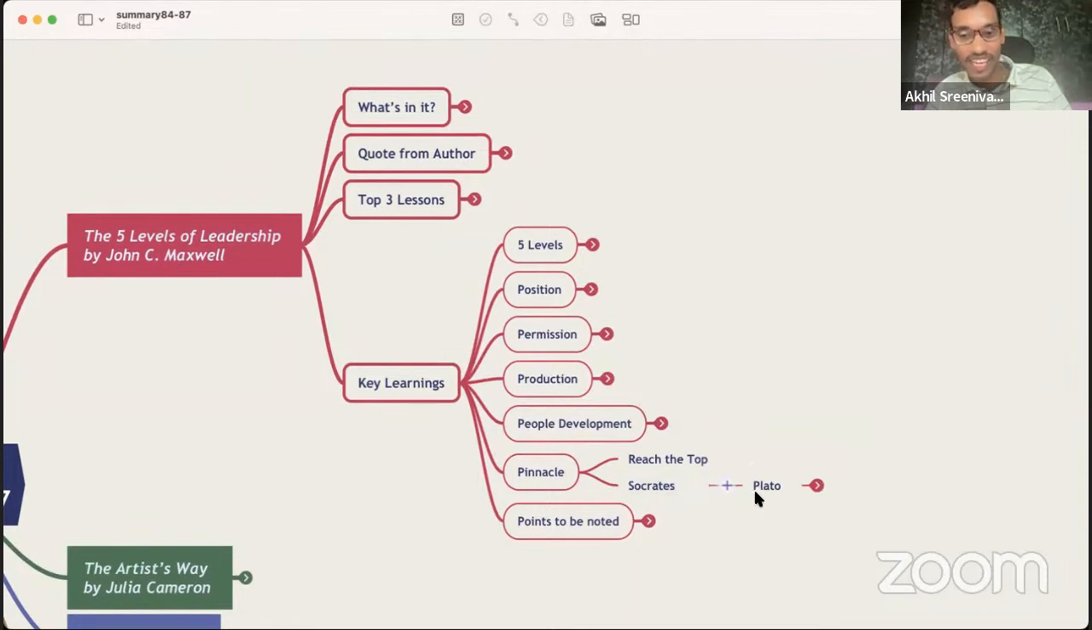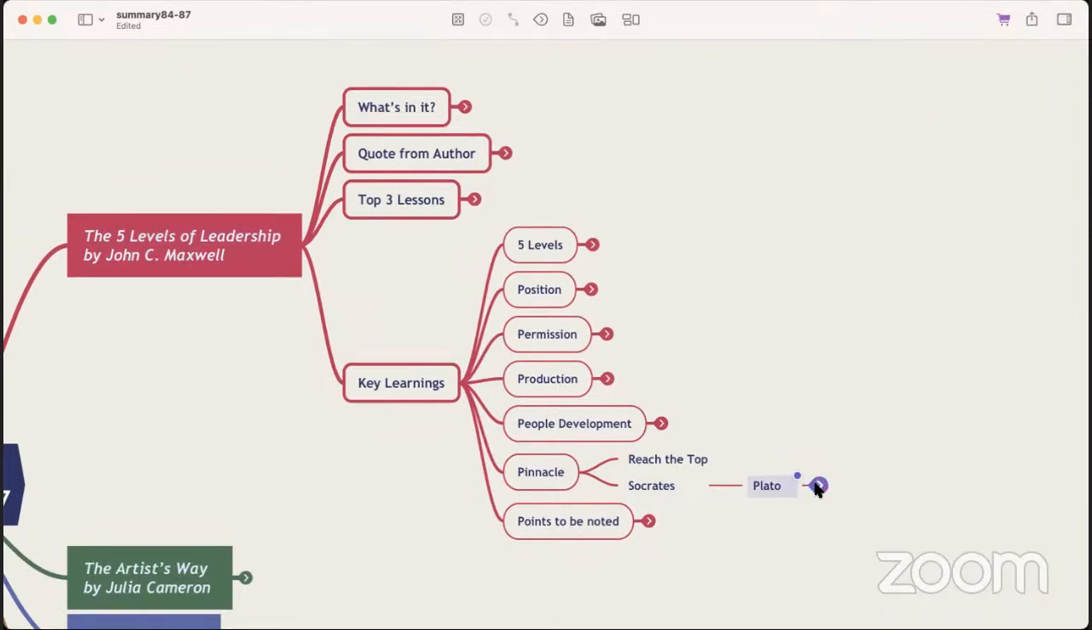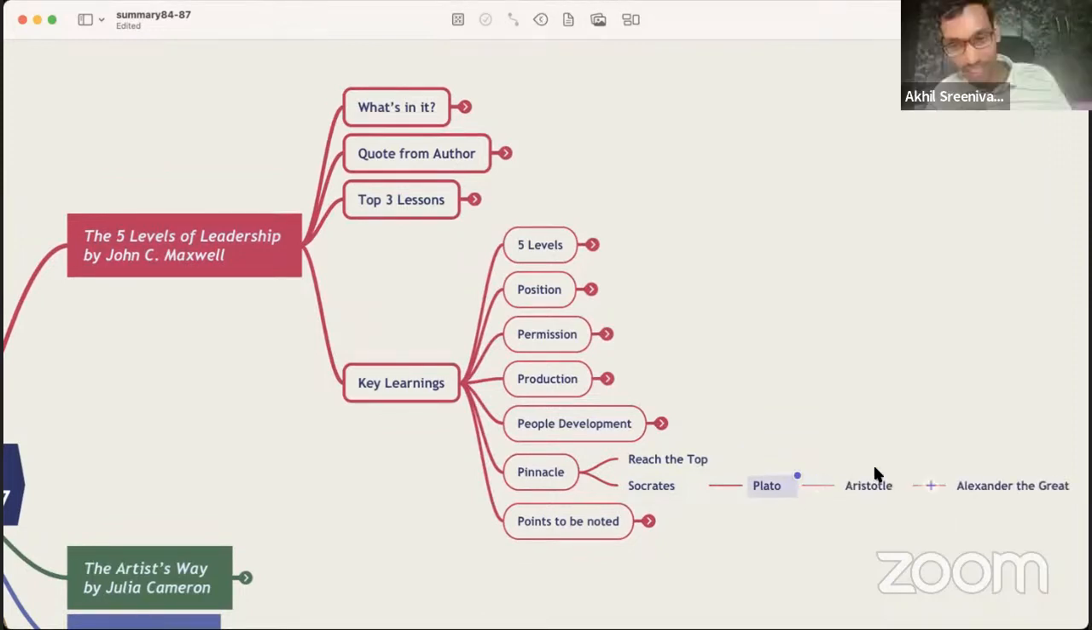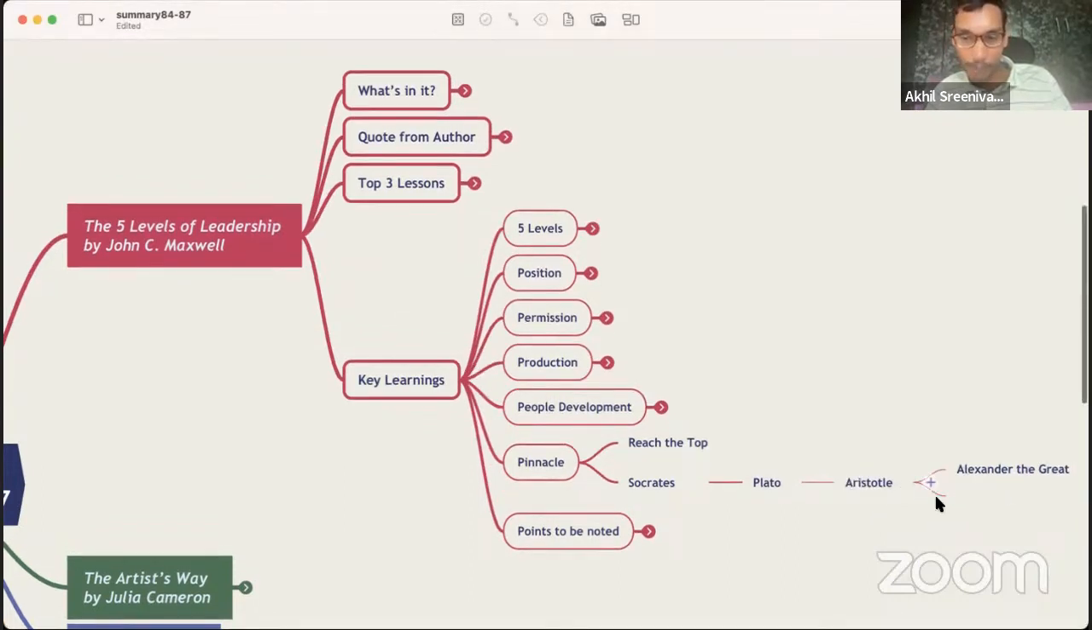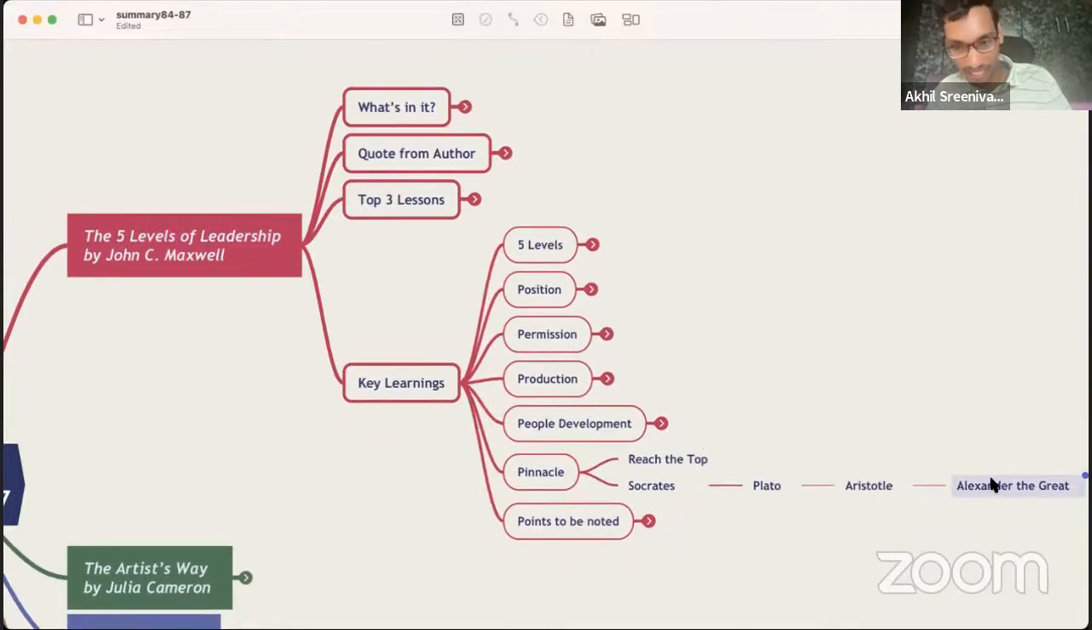Socrates trained Plato. You might have heard about Plato. Plato taught all the academics he learned from Socrates to Aristotle. Aristotle is also another famous person. Aristotle taught lessons as a mentor to Alexander the Great. If you see, all four of these people already reached the top.